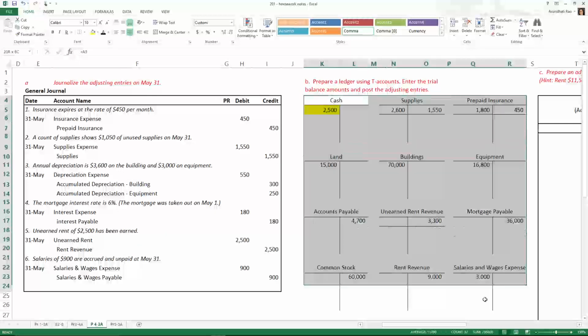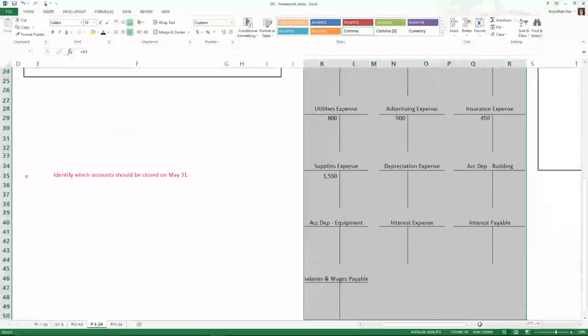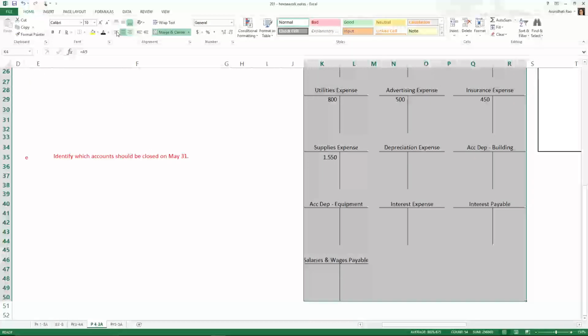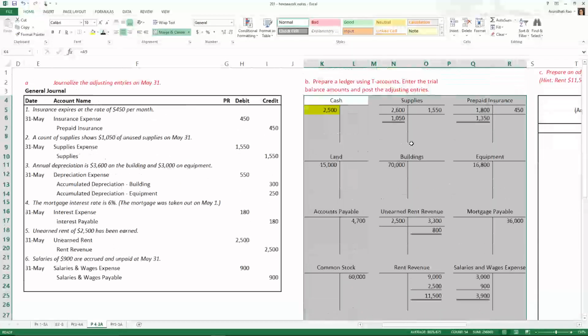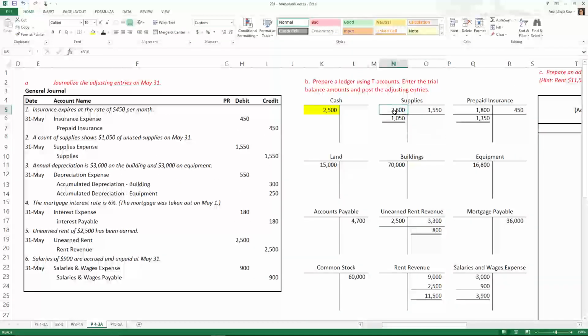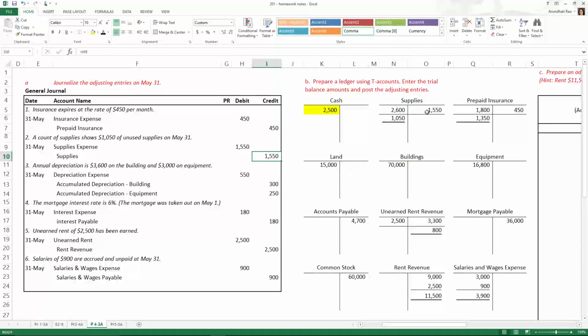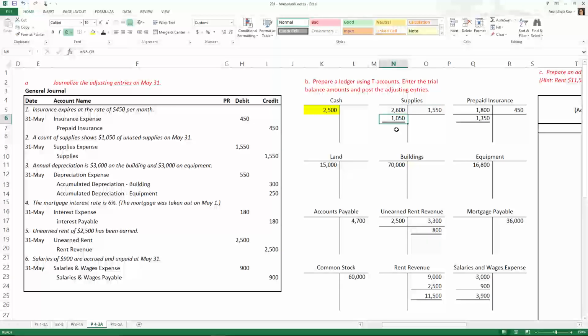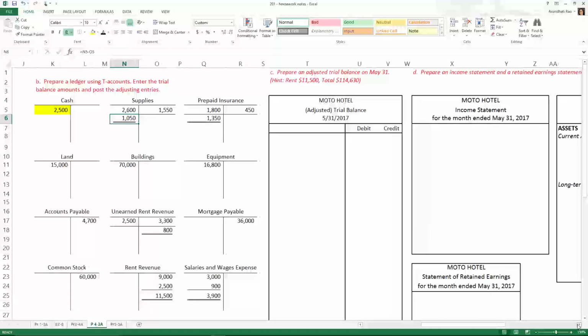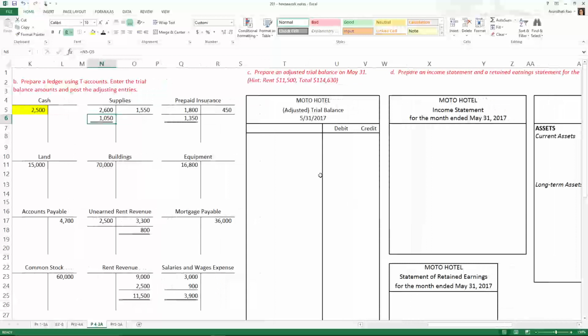So now I'm going to go ahead and just show you all the numbers that were posted here and what their updated balances are. So supplies 2,600, we already had a debit balance. I credited supplies 1,550, bringing it down to the desired balance of 1,050. Did the same for all the accounts. I'm now ready to do the next step. And what's the next step? Preparing the adjusted trial balance.